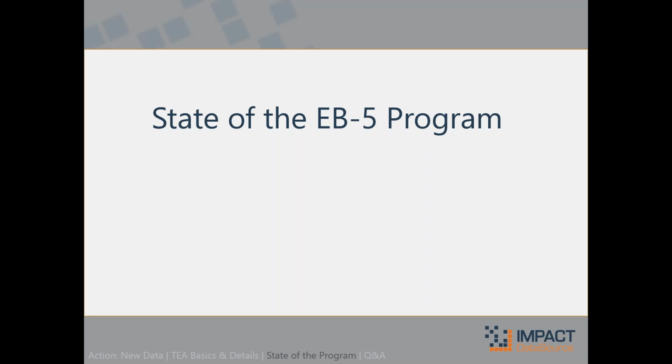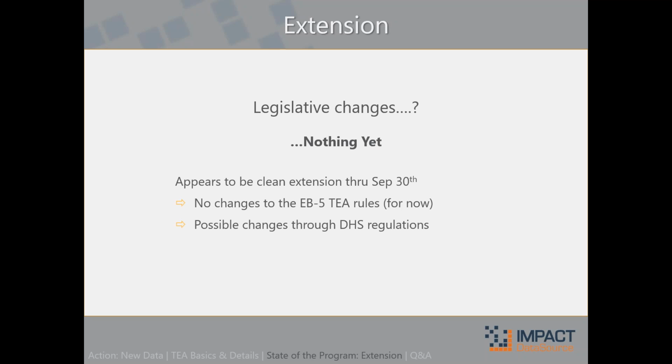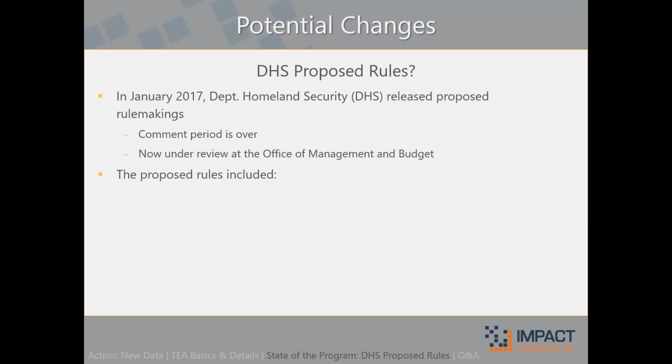States do things differently, and it's always good to get another set of eyes on things to check your TEA status. So let's talk a little bit about the program in general. Looks like, for now, there's a clean extension until September 30th of this year. We've been talking about legislative changes for a long time, but we haven't seen any changes yet. I think the hotter topic now is whether there are going to be possible changes through the DHS proposed rules.